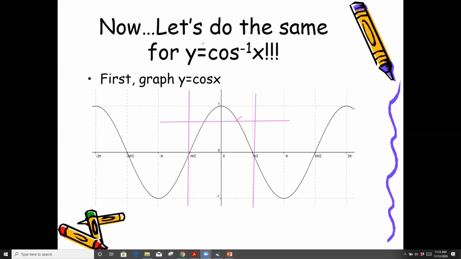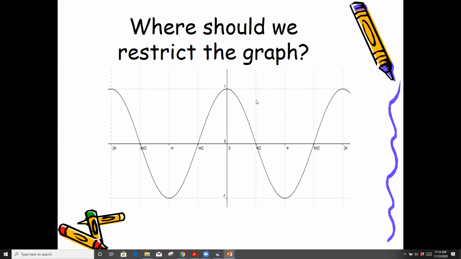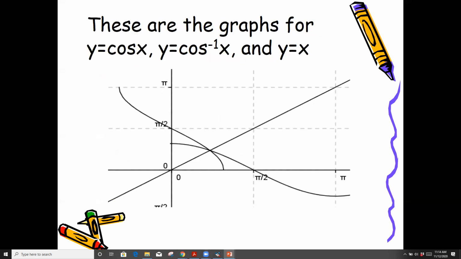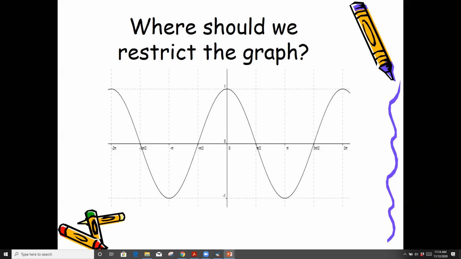So what would be a better interval, like between what two x values should we cut this graph off? All right, so where should we restrict the graph so that it passes the horizontal line test? Because if it passes the horizontal line test, when we switch x and y, that'll pass the vertical line test. So like that's 0, pi over 2, pi, 3 pi over 2, 2 pi.